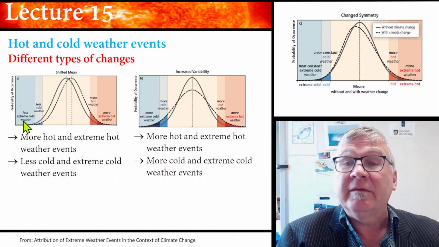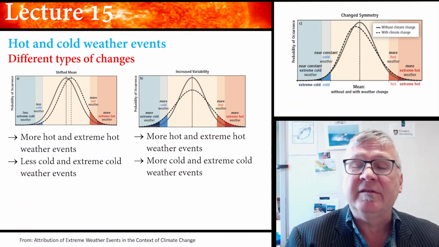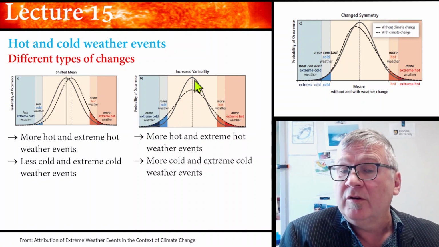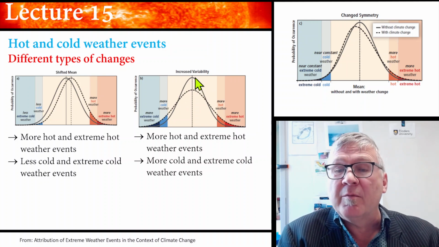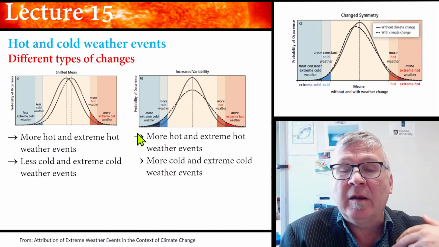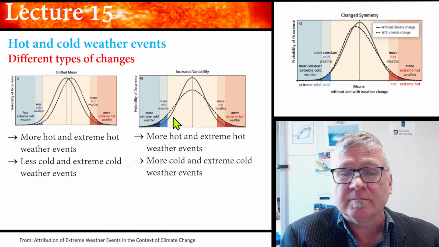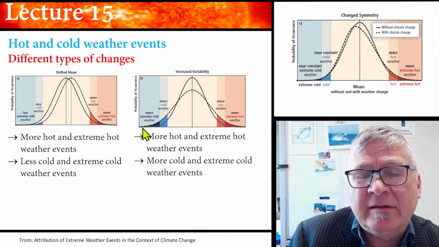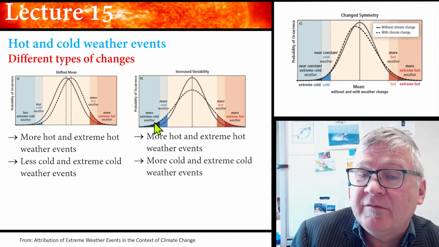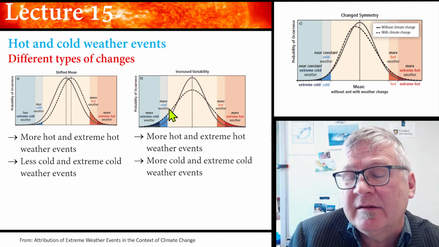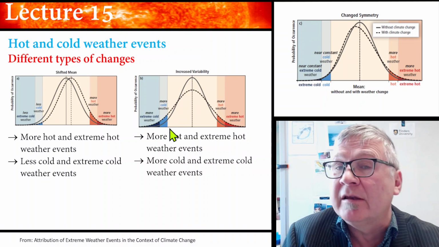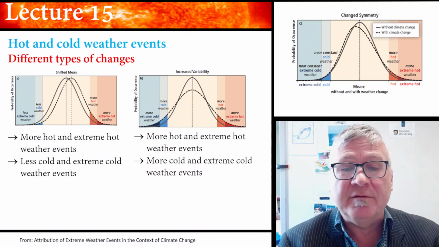There's another possibility. Another possibility is that your distribution changes in terms of an increased variability, so that you also get more extreme cold weather and more cold weather. You already guessed right that the extreme cold weather is defined in terms of 4 standard deviations, and the more cold weather is the part between 3 and 4 standard deviations. So you can look at different subdivisions.